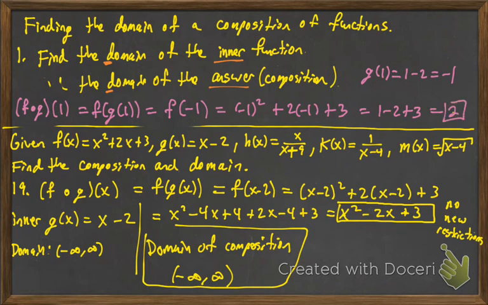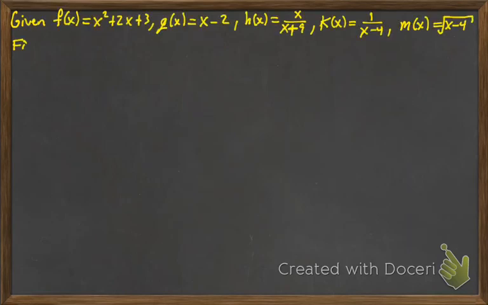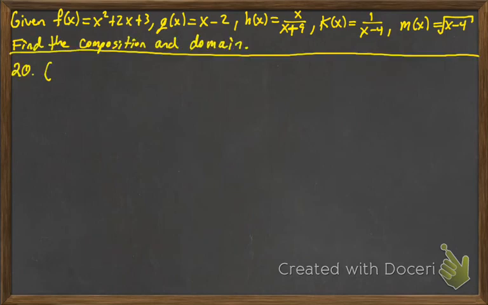So in case they ask you for a numerical evaluation of a composition, that's what you do. You just plug the number into the inner function, get that output, and then take that output and plug it into the next function as your input. Okay, we're going to look at, I think, 2 or 3 more of these compositions. We're going to be using the same functions here, so I'm going to write all of those functions again very fast. So there they are. And we're going to find the composition and the domain.